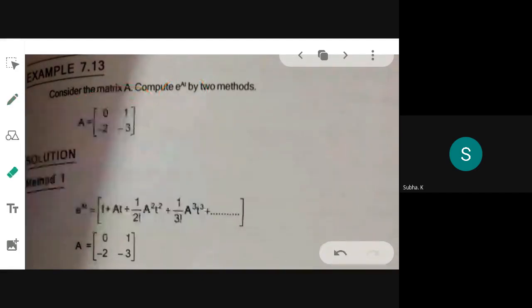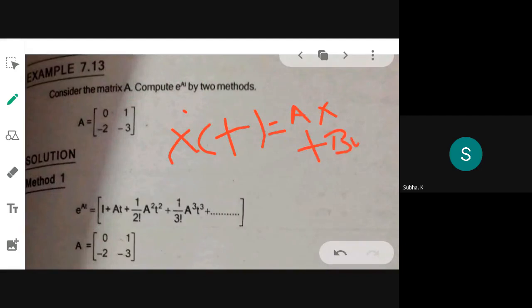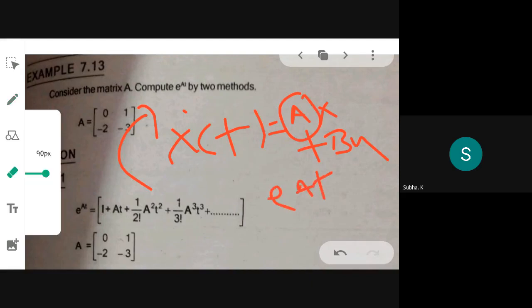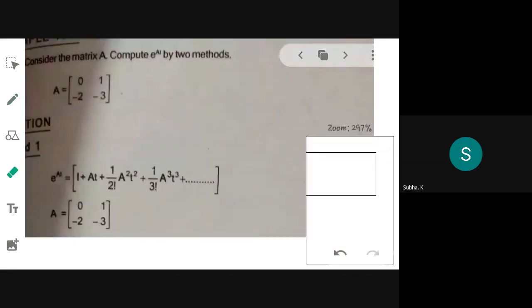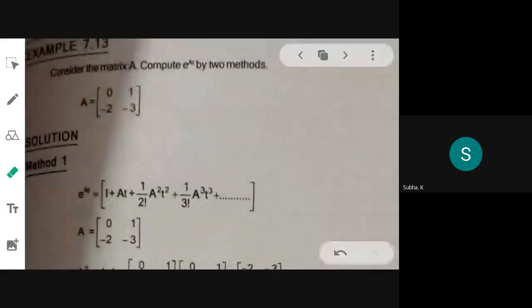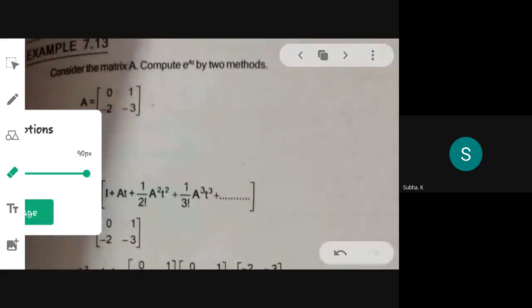On the other hand, they may give you the state model x dot of t is equal to Ax plus Bu. They will give you this equation in the question, and you have to determine A from that, and then you have to find out e power At. So in different ways they can pose the question. Now directly they have given the system matrix, so you have to use both the methods.